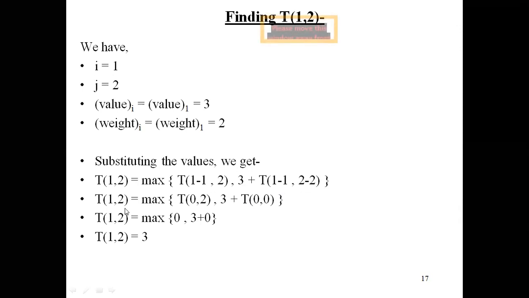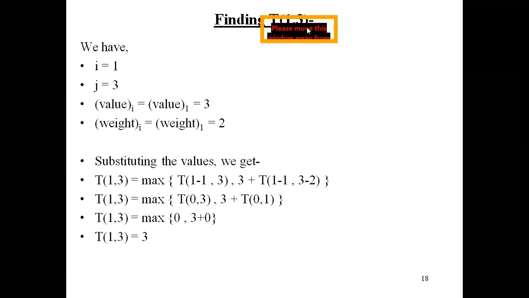So T of 1 comma 2 is equal to maximum of T of 0 comma 2 and 3 plus T of 0 comma 0. Now what is 0 comma 2? 0th row, all the values are zeros. So T of 0 comma 2 is 0 and this one is 3 plus 0, 3. So maximum of 0 comma 3 is 3. So you will get first row second column, the cell value is 3.